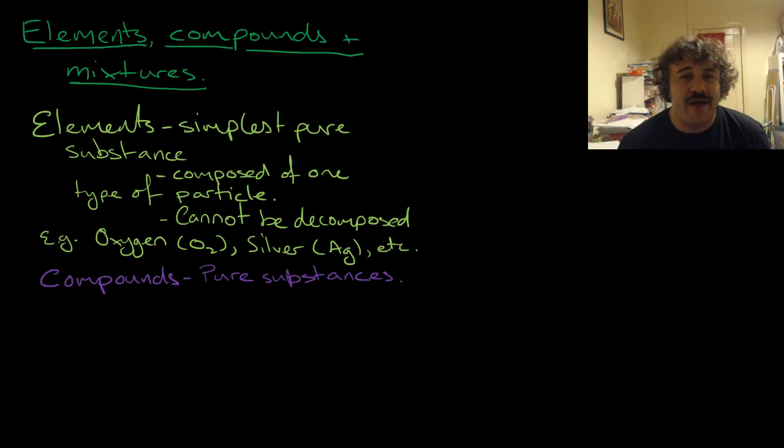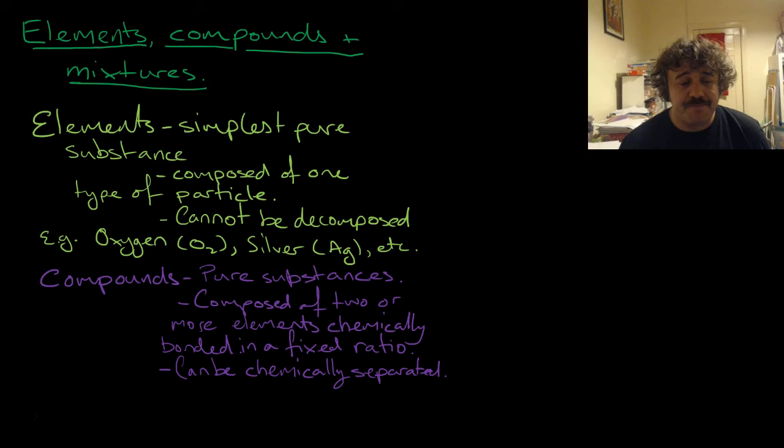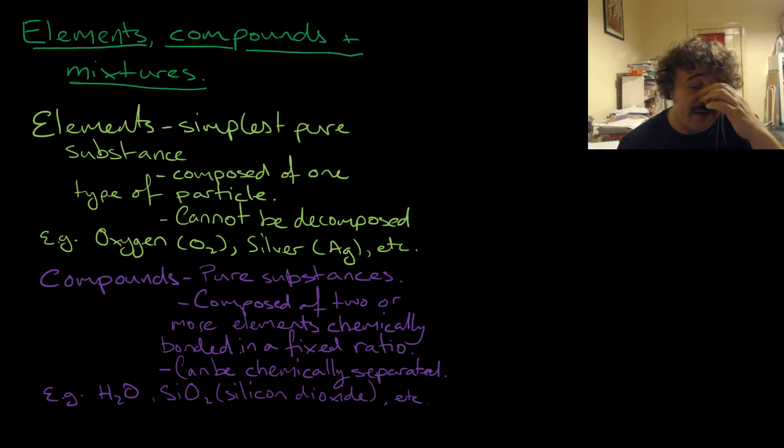Then you have compounds. These are also a pure substance, but they're pure substances composed of two or more types of atom or types of particle, and they are bonded. They are stuck together in a fixed ratio. They can be chemically separated. All right. And examples of these are water, silicon dioxide, carbon dioxide, salt, so sodium chloride, and so forth.